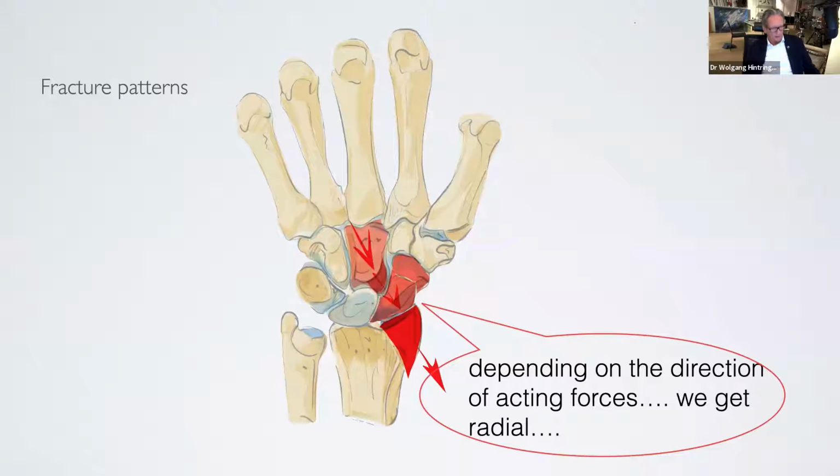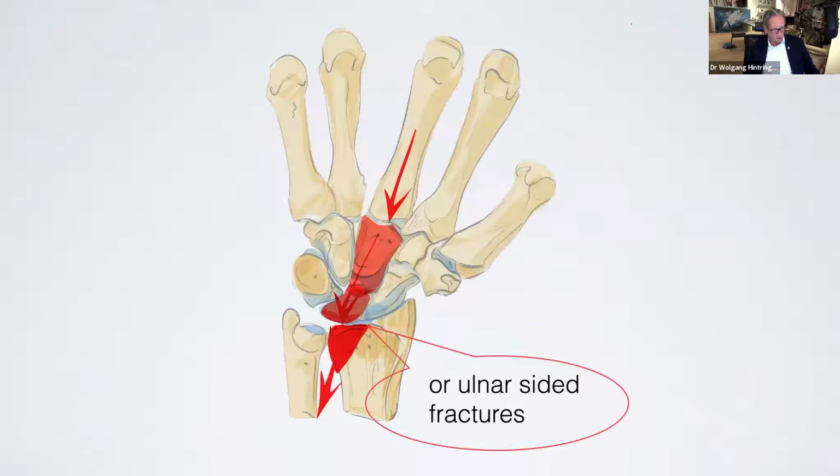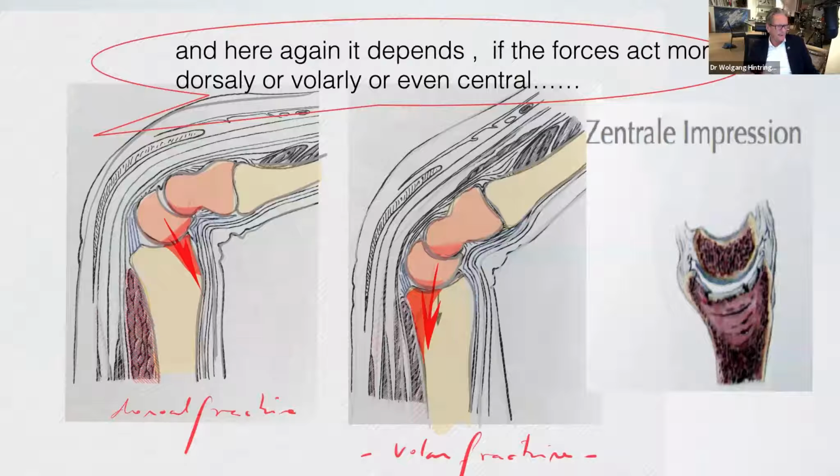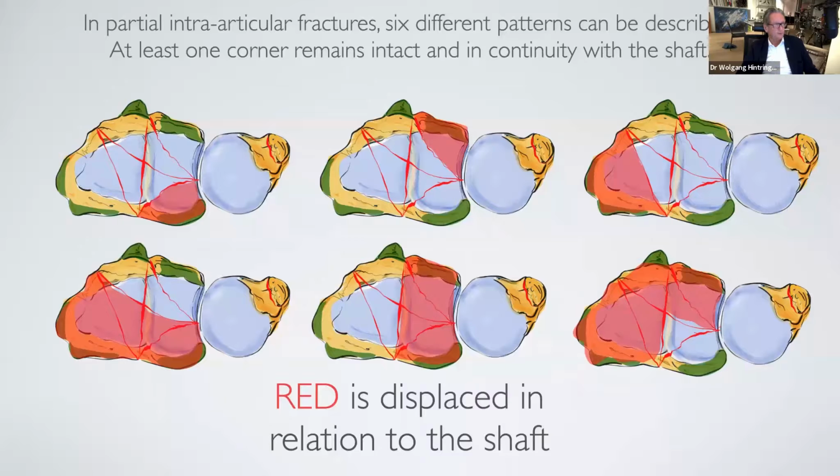Depending on the direction of acting forces, we get radial-sided fracture or ulnar-sided fracture. And then it depends if the forces act more on the dorsal side or more on the volar side: you get dorsal fracture or volar fracture. Both of these fractures are possible with a dorsally extended wrist, not, as we mentioned previously, that you have to flex your wrist to get a volar fracture. Even when the carpus is hit from the lunate with an axial force, you get a central depression of the articular surface.